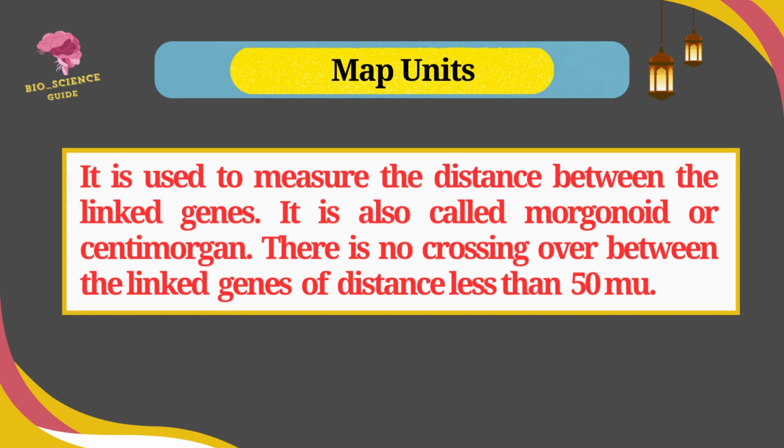Map unit is used to measure the distance between the linked genes which are present in a chromosome. Map unit is also called morganoid or centimorgan. There is no crossing over between the linked genes at a distance of less than 50 map units.